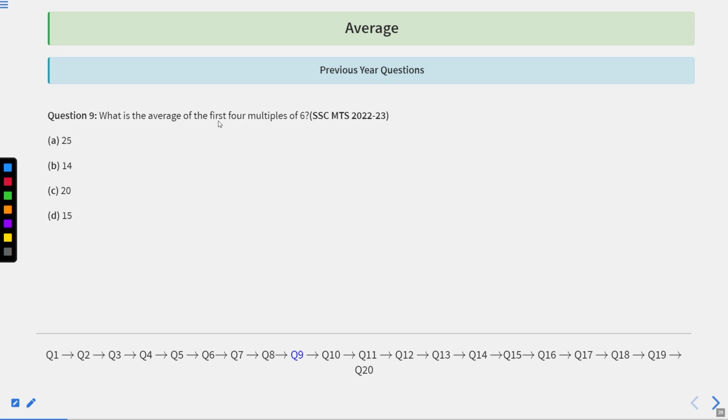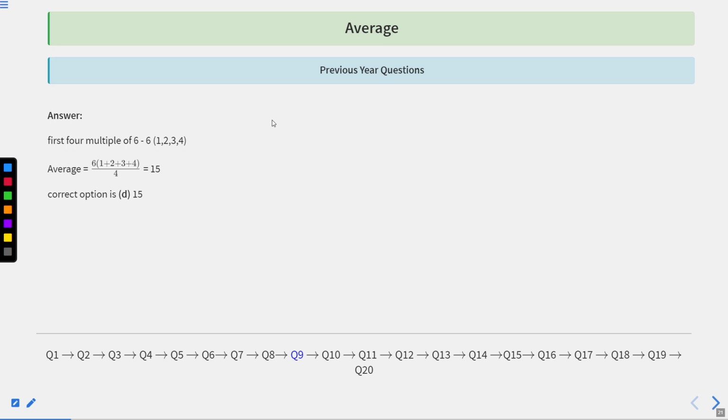So we need to first identify what the first 4 multiples of 6 are, and then we can take the average. So the first 4 multiples of 6 are 1, 2, 3 times 6. So it will be 6, 12, 18 and 24. And since 6 is common among all these, to save time, I take 6 common and write it here. Because if I have to add 6, 12, 18 and 24, it is going to take more time as compared to adding 1, 2, 3, 4. So it's a very fast way to do that.